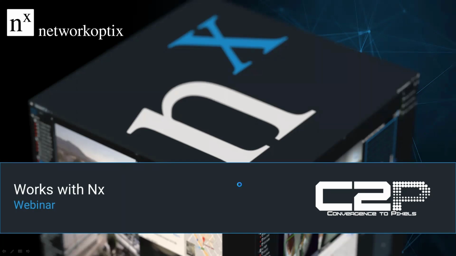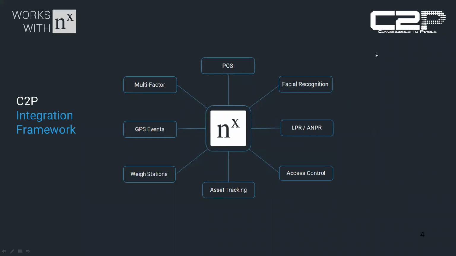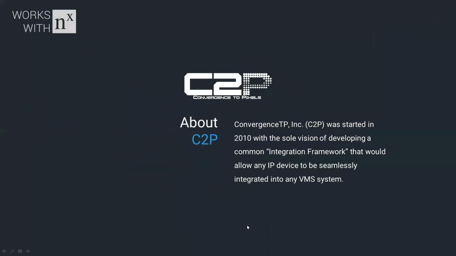All right, so this is a rendering, a drawing that kind of symbolizes the mission. Along the perimeter are all the different verticals that we integrate with, and we'd like to be able to bring those into NX and make NX the single unified head end for reviewing any IP traffic from any of these IP devices. So that's a little bit about the mission and about C2P. C2P has been doing this for quite a while. We started in 2010 with the sole vision of developing a common integration framework that will allow any IP device to seamlessly integrate with any VMS system.